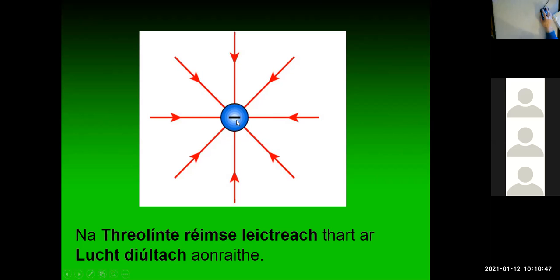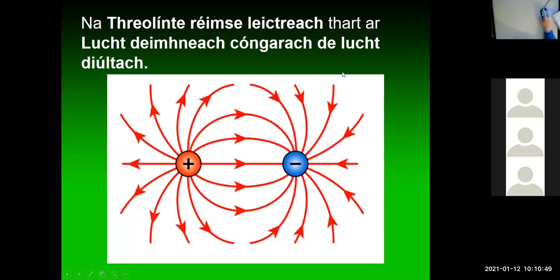So the electric field lines go from plus to minus, even though the electrons flow from minus to plus. The electric field line goes from plus to minus.